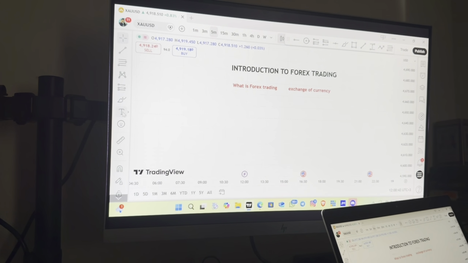What do I mean? For example, you have the dollar versus the Canadian dollar. So you have exchanged dollar versus the Canadian dollar. Another example, in our local country, there's Kenyan shilling versus the dollar, KES versus USD. You have exchanged the Kenyan shilling versus USD. So Forex is simply exchange of currency.